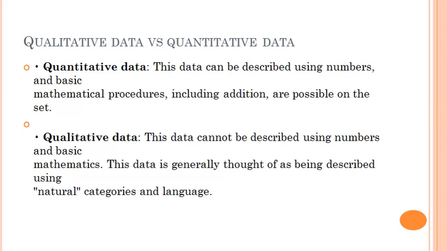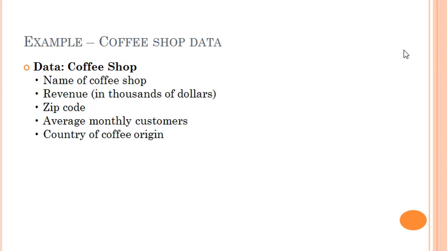So if the data can be measured through some numbers, and if we could apply some mathematical procedures, then we can say that this sort of data is quantitative data. On the other hand, if we cannot measure that data through some numbers, or we cannot apply any mathematical operations on that data, then we can say that this is the qualitative data, and that will be described using some natural categories or language. Now let's have an example.